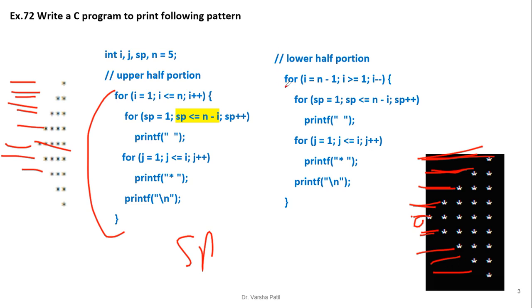Now see, for i equal to n minus 1, i is greater than or equal to 1, i minus minus. So this loop and this loop are the same. This will go from 1 to 5, and it will go from 4 to 1 because we want 4 3 2 1. Why is this written? Only to adjust the space. If you adjust the space according to a different logic, then you can go for 4 times also, that is i equal to 1, i is less than or equal to n minus 1, i plus plus. That is also okay. Here only to adjust the space I have used this. Now we require to print the space.